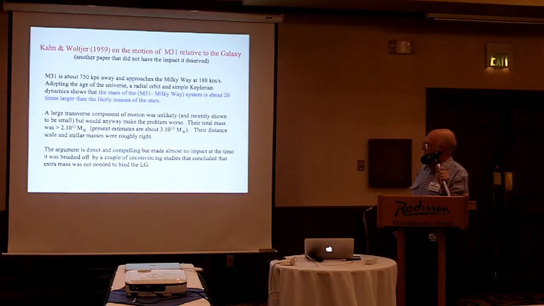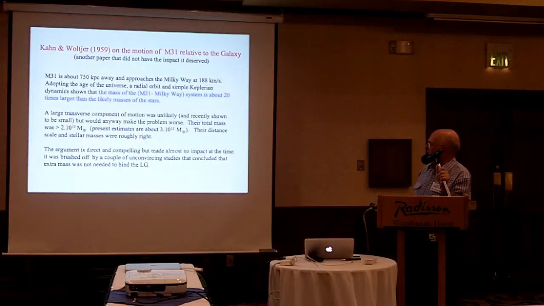Now, the other example of an important discovery that made almost no impact at the time is the work by Kahn and Bolcher on the motion of M31 relative to the galaxy. M31 is about 750 kiloparsecs from us. It's approaching the Milky Way at 188 kilometres a second. Now, if you adopt the age of the universe, assume a radial orbit, and just simple Keplerian dynamics, it shows immediately that the mass of the system, M31 and the Milky Way, is about 20 times larger than the likely masses of the stars. This was well known at the time.